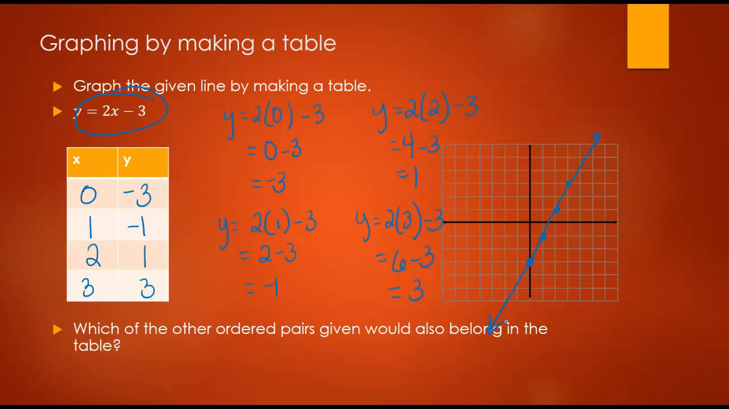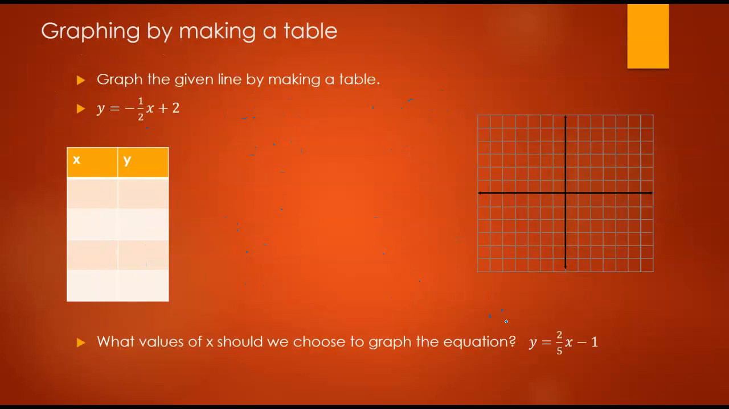Now, that straight line goes on forever in all directions. That's why I could choose any x value I want. I could choose an x value of negative 25.5, but that's harder to calculate and it doesn't fit on my graph. So I would have chosen numbers that are smaller so that I can calculate them more easily and I can fit them on my graph. Now, what if I end up with a fraction?